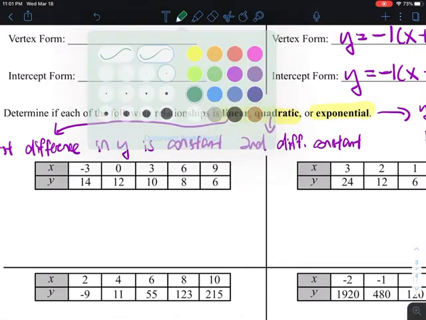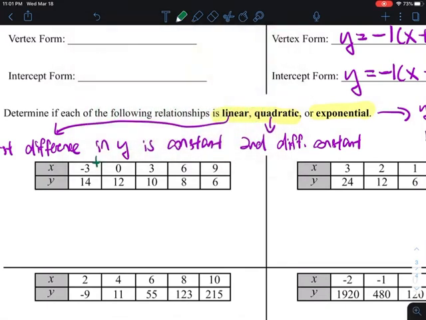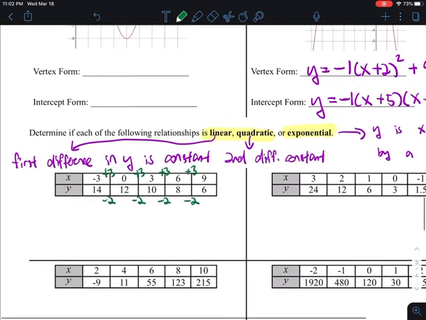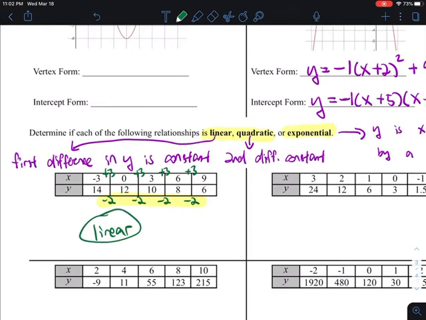Let's look at the first one. Our x is going up by 3 each time. And then our y, I'm going down 2 here, down 2, down 2, down 2. So we see that the first difference is already constant. That tells us that this is going to be linear.